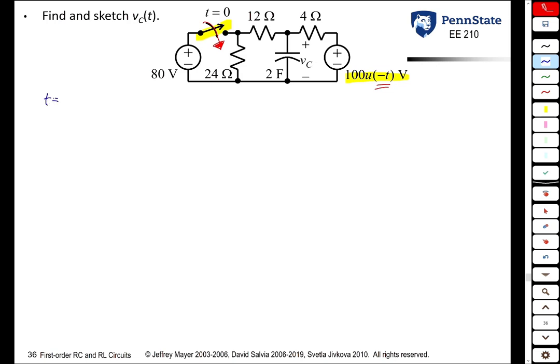Way to analyze it: you start off by drawing the DC steady state circuit at 0 minus. The 80 volt source on the left is not part of the circuit, so we just have a 24 ohm resistor here. We have the 12 ohm resistor here. The capacitor is an open circuit. So the voltage across the capacitor looks like that. There's no current through it. 4 ohm.